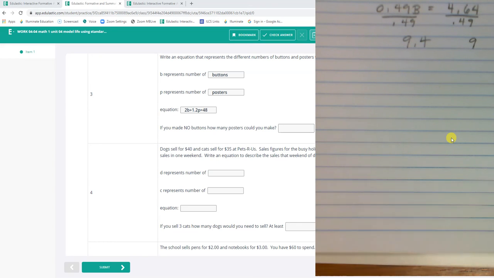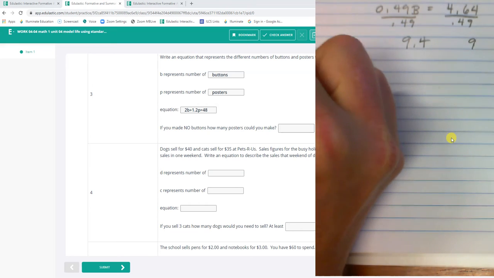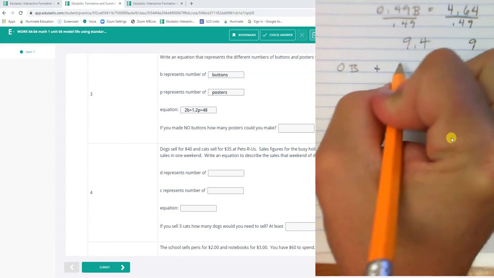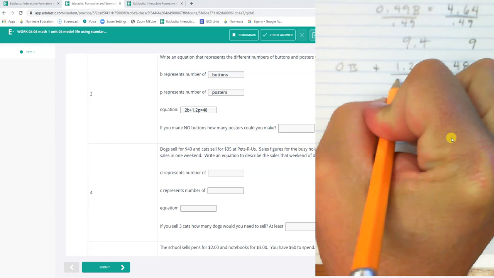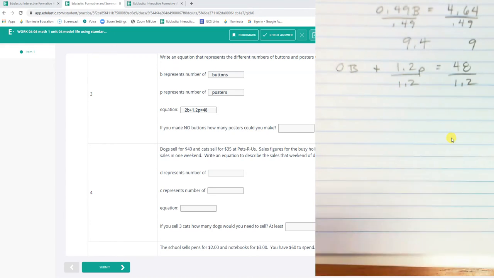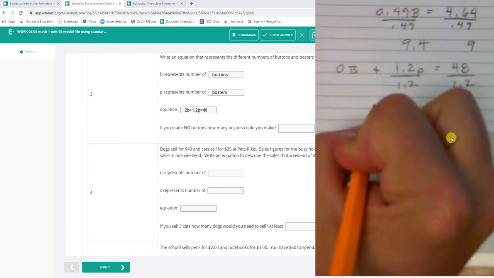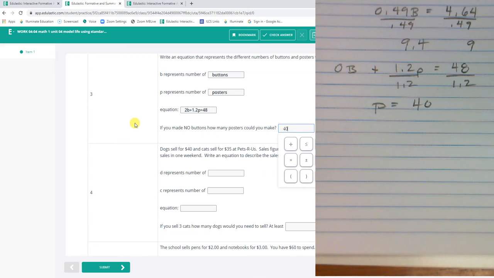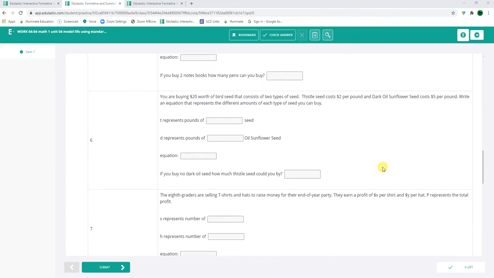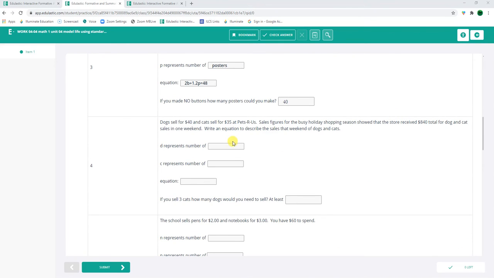If you made no buttons, how many posters could you make? Okay, no buttons, so 0B plus 1.2P equals 48. So I'll divide both sides by 1.2. I got 40. So if I did no buttons, I could do 40 posters. Let's scroll down and check that. Number 3, 40 posters. Good, let's do this one.